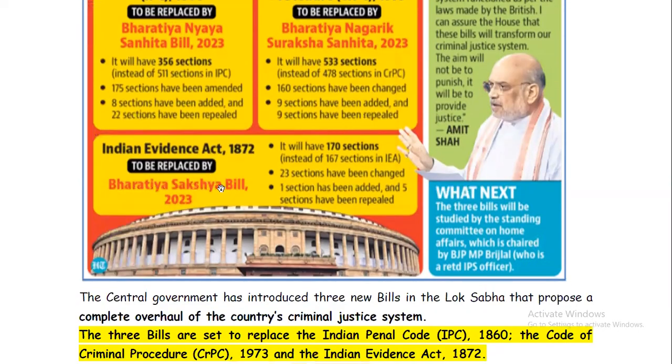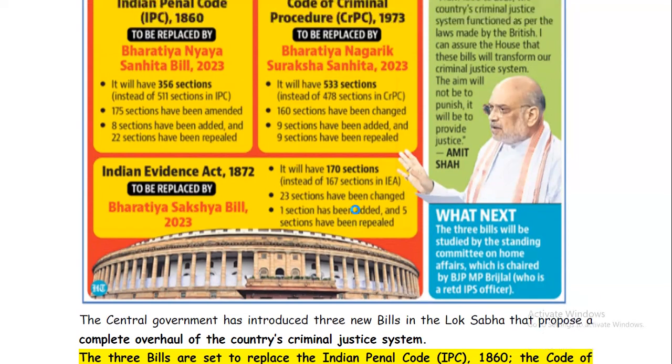Then the Indian Evidence Act 1872, because you know our law and order system is mainly based on evidence, right? So this Indian Evidence Act 1872 deals with those things. Now this act will be replaced by the Bharatiya Saksha Bill 2023, and it is going to have 170 sections instead of 167 sections in the IEA. Then 23 sections have been changed, 1 section added, and 5 sections repealed.